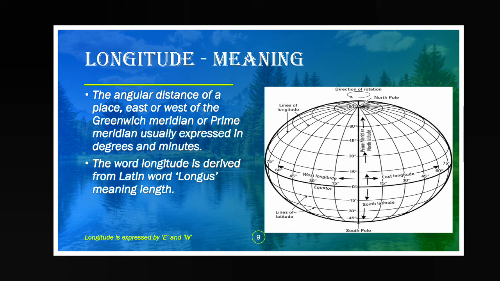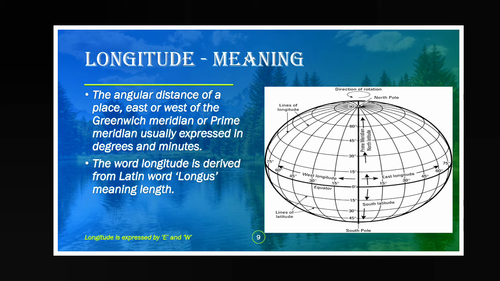That's why the prime meridian is also called the Greenwich meridian, as I told at the time of the discussion of time zones. Longitude is the angular distance of a place east or west of the Greenwich meridian or prime meridian, usually expressed in degrees and minutes. Everywhere, angular distance means degrees, and if it has minutes, you have to add those minutes there too. So always remember, it is the angular distance east or west of the prime meridian, another name for the Greenwich meridian.